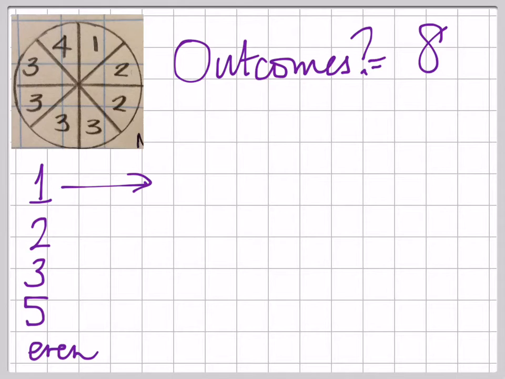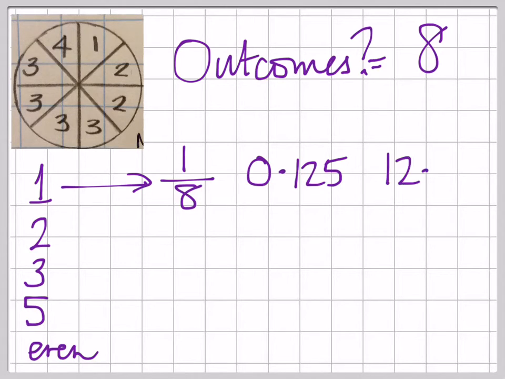So the chance of spinning a 1. Out of the 8 chances, there is only 1, which means that the chance is 1/8. As a decimal, that's 0.125, one of those that you need to learn. And as a percentage, it would be 12.5%. It's like half of a quarter. That's why it's 12.5 or 0.125.